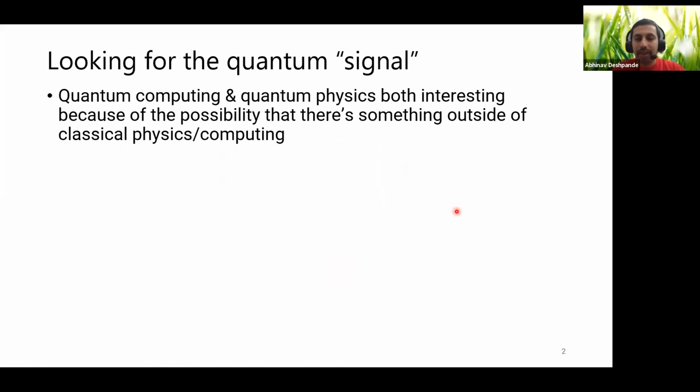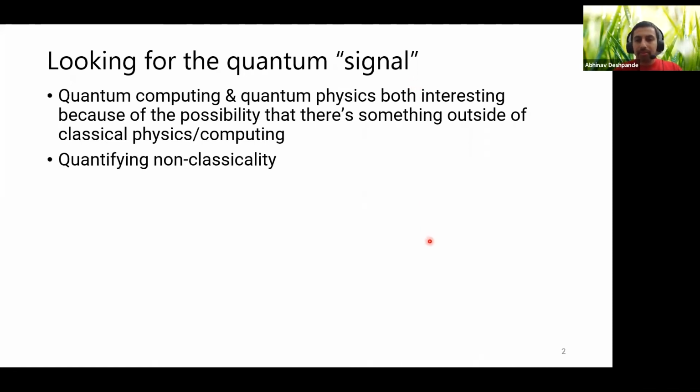Let me begin by saying that a lot of what we do in quantum physics and quantum computing both is interesting precisely because of this possibility that there's something outside of classical physics or classical computation that we can see. So it would be nice to identify the so-called quantum signal, a feature that makes a system non-classical.